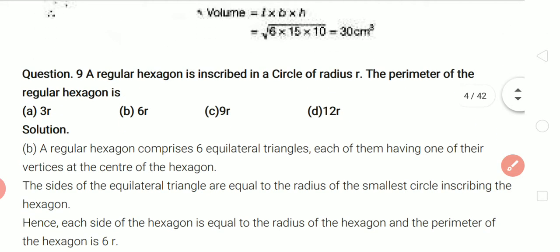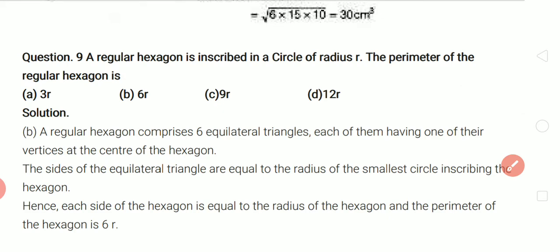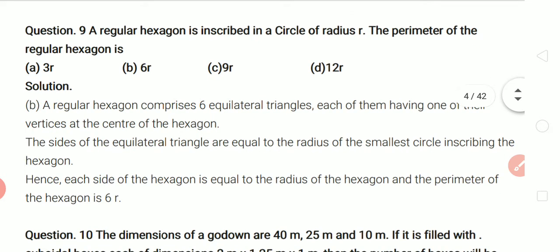So come to question number 9. A regular hexagon is inscribed in a circle of radius r. The perimeter of the regular hexagon is, you can see the answer from here, this will be 6r.